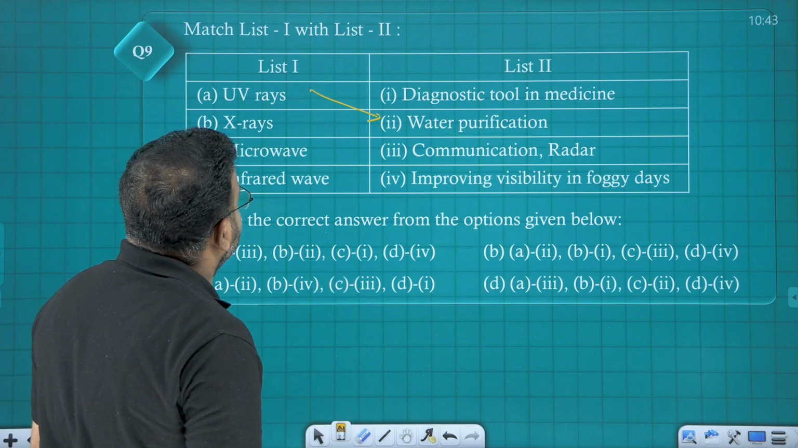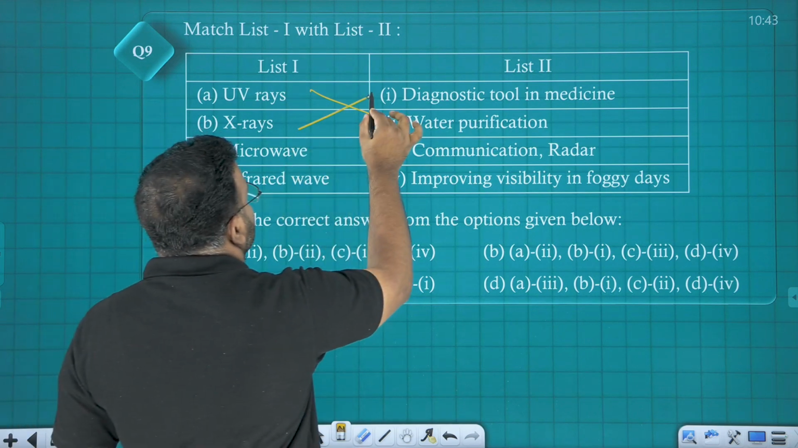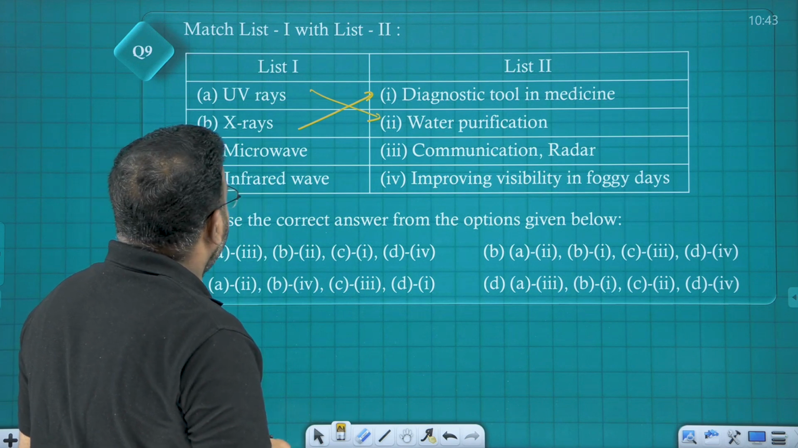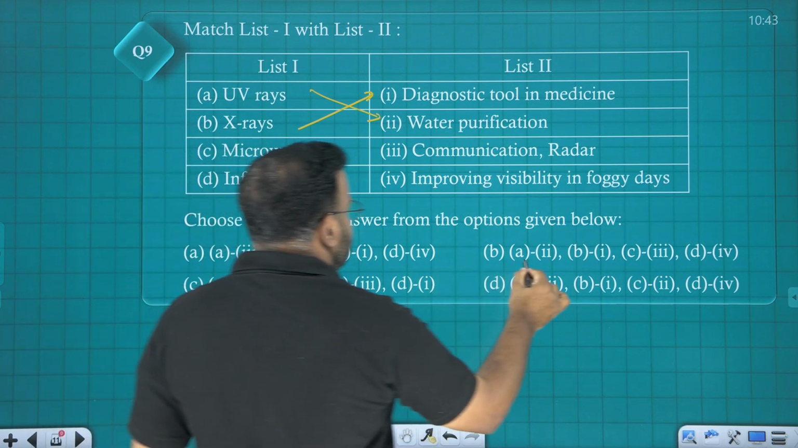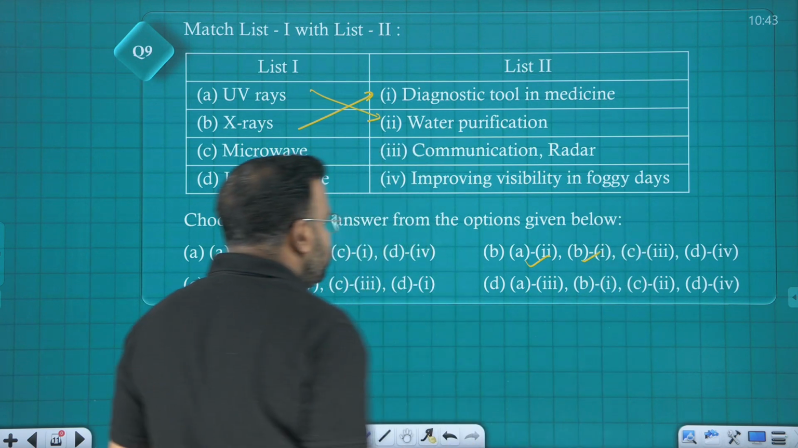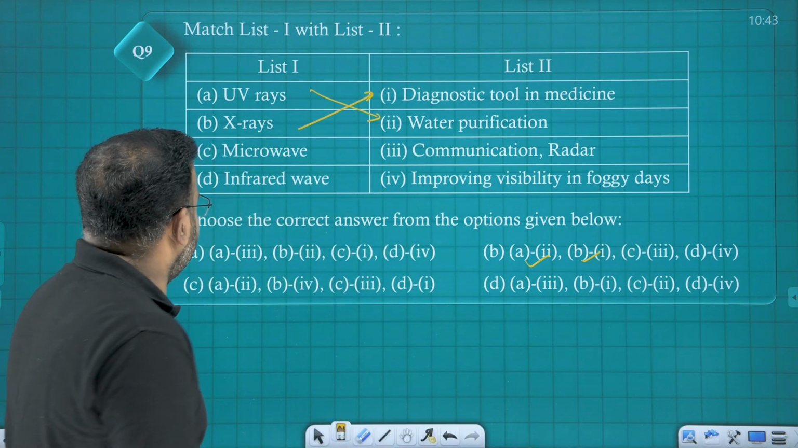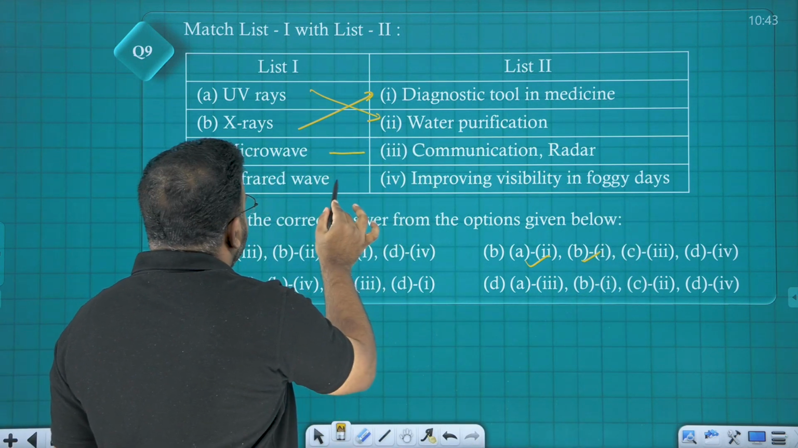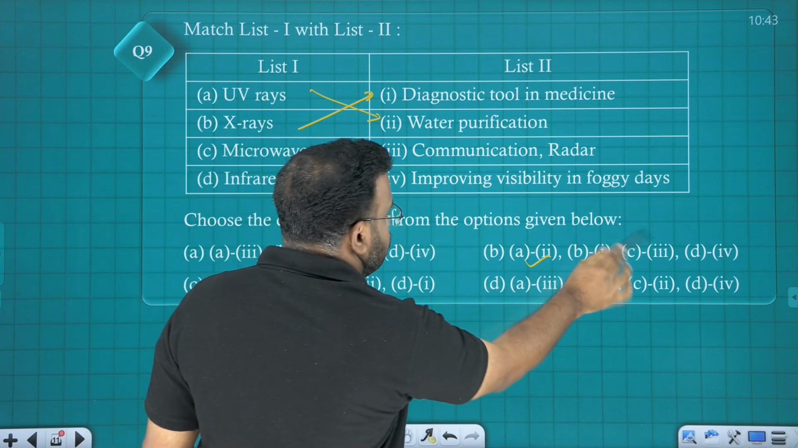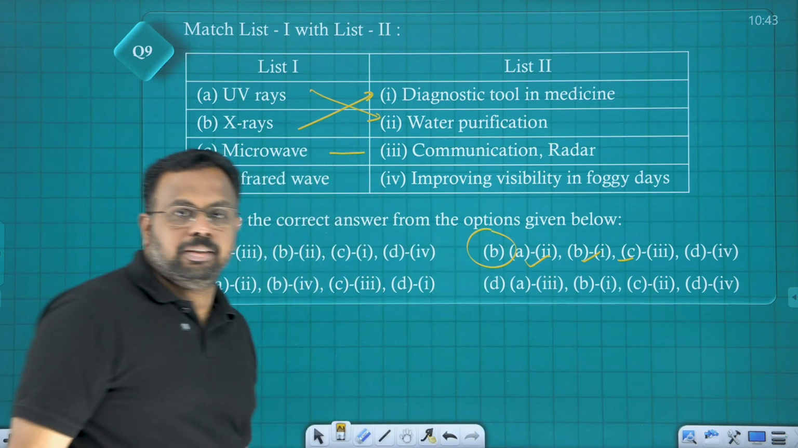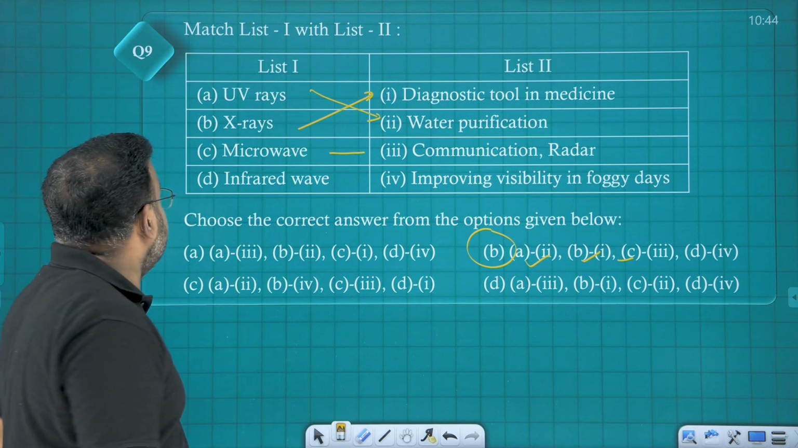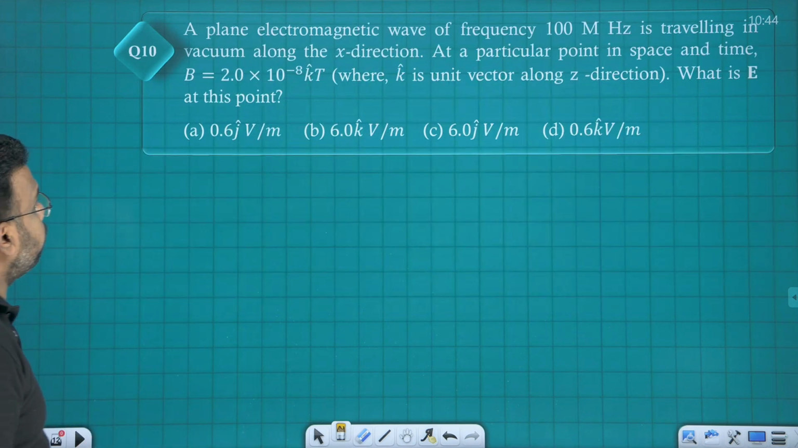Okay, X-rays. All of us know that it's a diagnostic tool. So B is for 1. So A is for 2, B is for 1. Then no need to check further, but if you want, you can check microwave is for communication. So C is with 3 and D is with 4. So the right answer is option B. Got it? Yes.